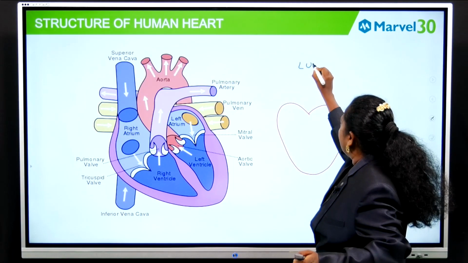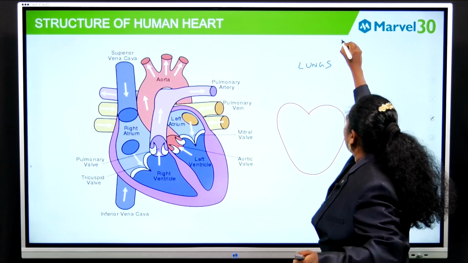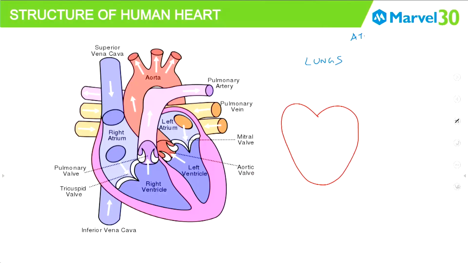Lungs. So from the atmosphere, the oxygen will get into the lungs. And from here, the oxygenated blood will come here. This part is the left atrium. And here we have a septum.